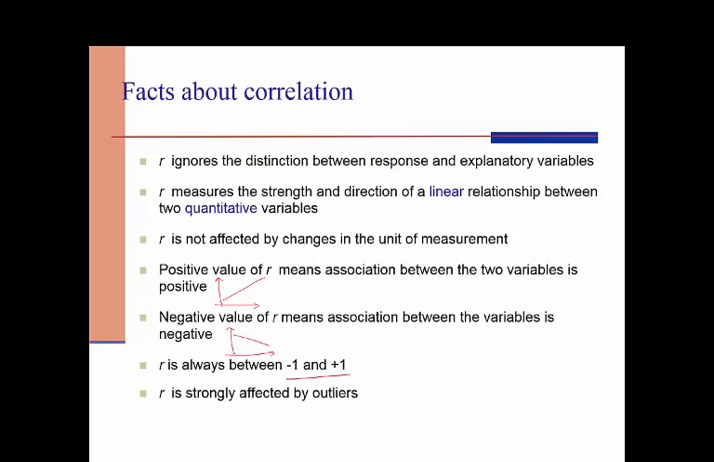Okay. And R is unitless, doesn't have any units, has to be between two quantitative variables, between a response and an explanatory variable, and it is affected by outliers, because we look at the mean and the standard deviation and outliers affect them.